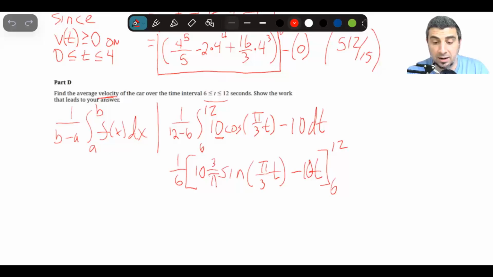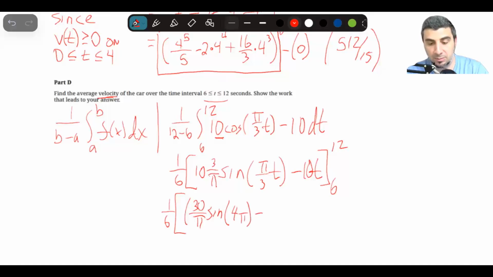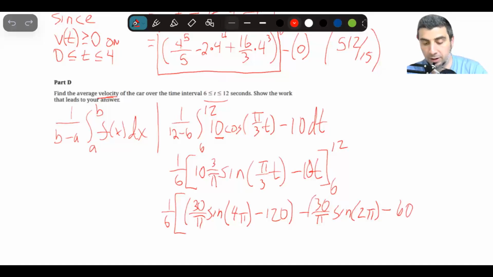So now I just plug in 10 and 12 and subtract. I'm going to simplify the 10 times 3 over pi and make that 30 over pi. So we'd have 1/6 times 30 over pi sine. If I plug 12 in there, 12 pi over 3 is just going to be 4 pi. Minus 10 times 12 is 120. Minus the function evaluated at the lower limit. So if I plug in 6, I would have 30 over pi, sine of 2 pi. Minus 6 times 10 is 60. Don't forget to put parentheses around that because you're subtracting those quantities, and everything is multiplied by that 1/6.